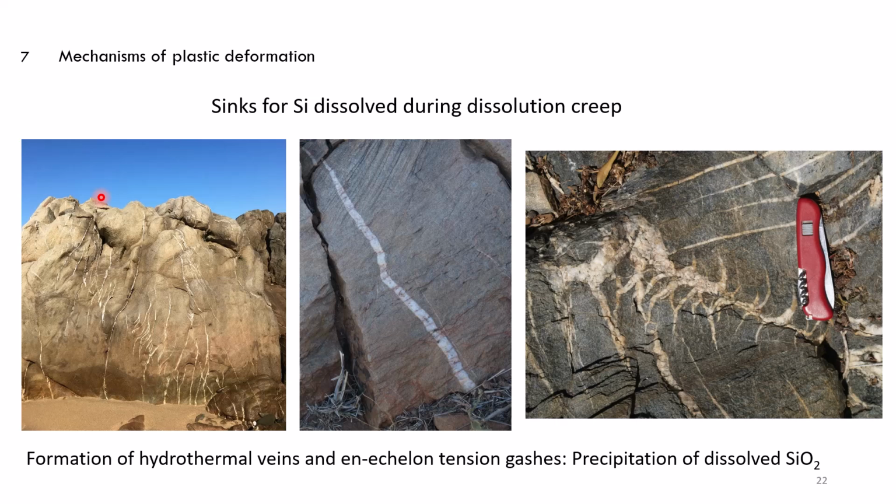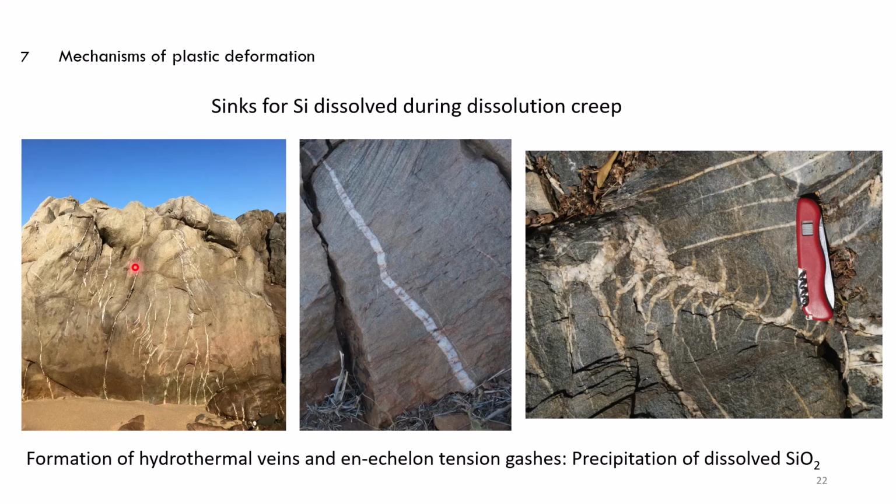Typical sinks for dissolved silica in hydrothermal fluids are, of course, hydrothermal veins. We see here a beautiful hydrothermal vein in a metasandstone, a quartzite from the Cape Fold Belt. Here we see en echelon tension gashes. These are also examples from South Africa. These are the typical sinks for dissolved SiO2 during dissolution creep.